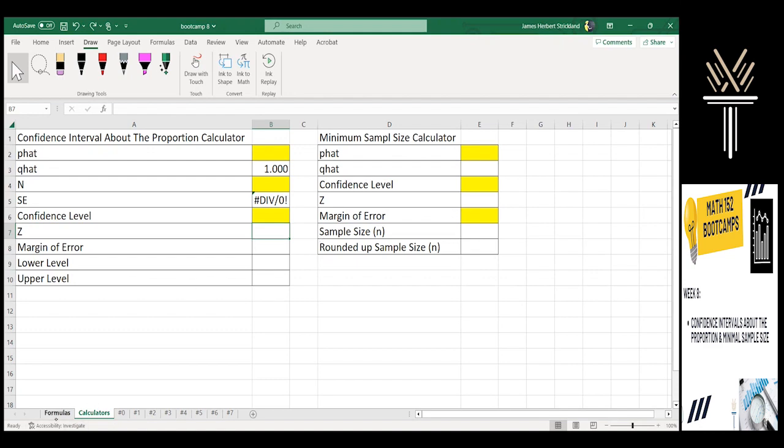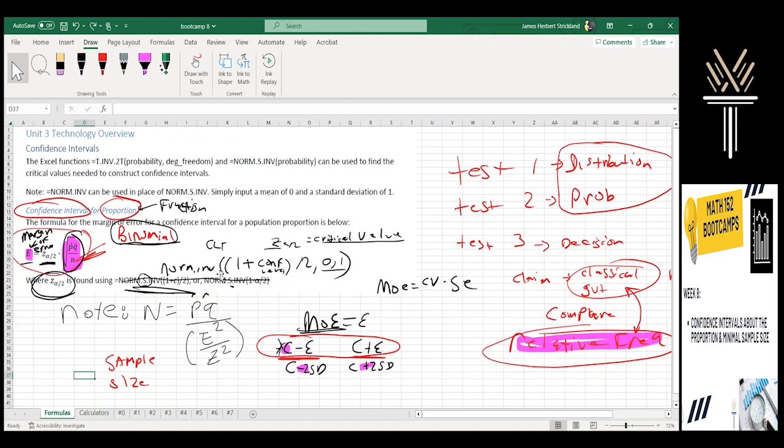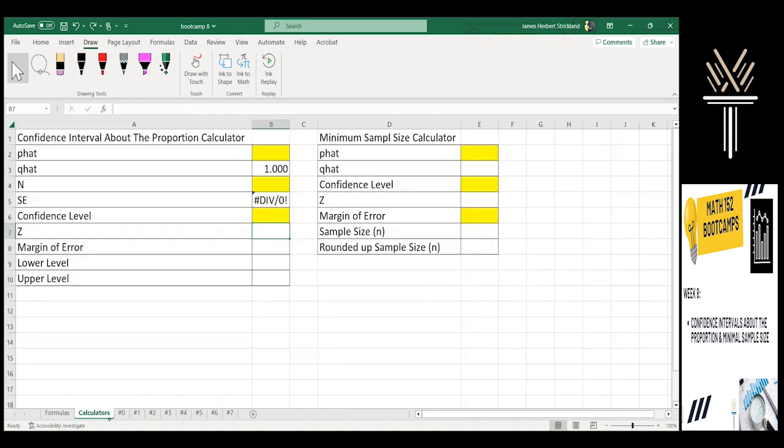Then that Z is that Z alpha over 2 calculation, this norm dot inverse thing. And so it will always be equals norm dot inverse, 2 parentheses, 1 plus whatever the confidence level is, so that first box right there, B6, close it, divide it by 2. And because it's a z-score, we have a 0 and a 1 for our mean and deviation. And that will give us our z-score. So if I'm, what we would say, 90% confident, I get a z-score of about 1.65 and so forth.